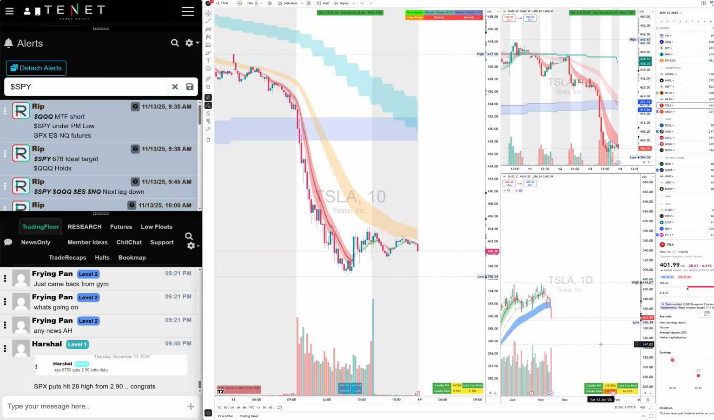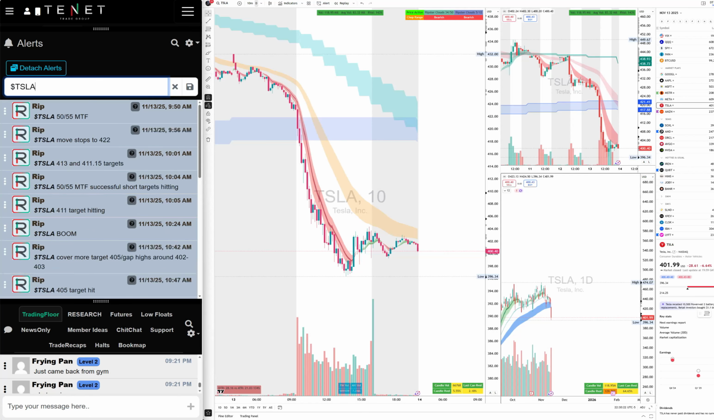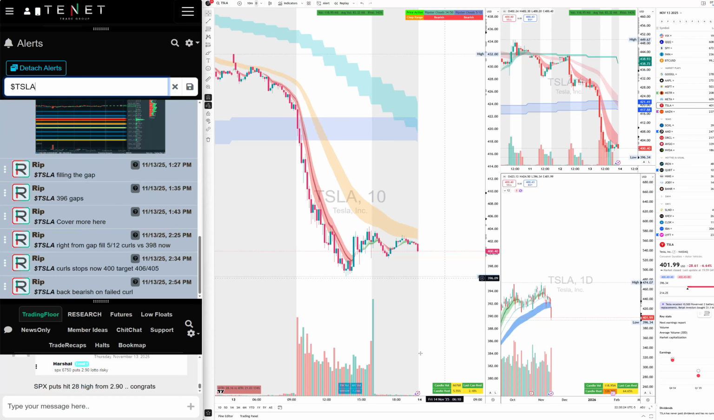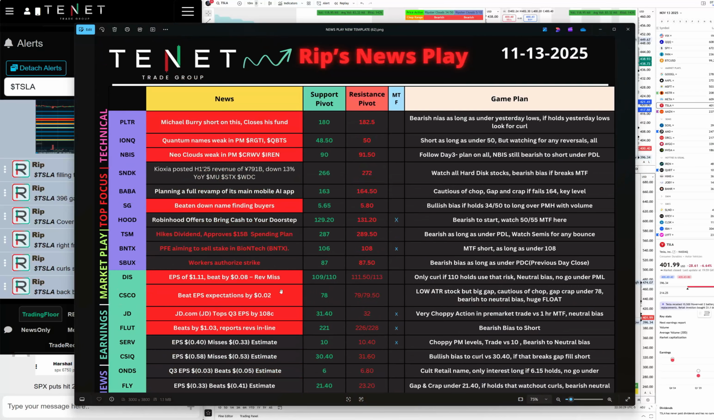All right, so next one I'm going to talk about is Tesla. So next was our Tesla short. Remember, when the market is selling off, your first focus is on the short setups. All right, so let's look at what the pre-market plan on Tesla was. Let's take a look here, the pre-market planning on Tesla.